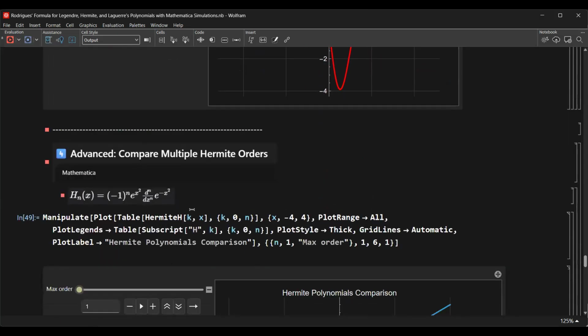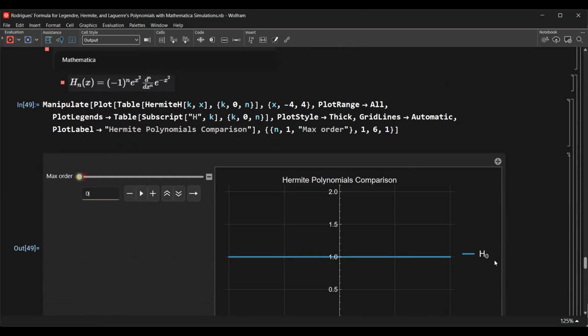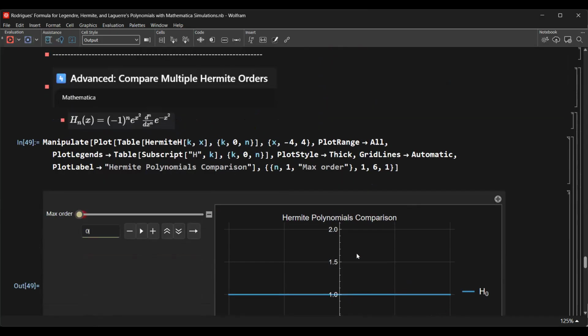So we have the advanced compare multiple Hermite orders here. For example, if n equals 1, this is the plot. If n equals 0, the corresponding Hermite polynomial value is equal to 1.